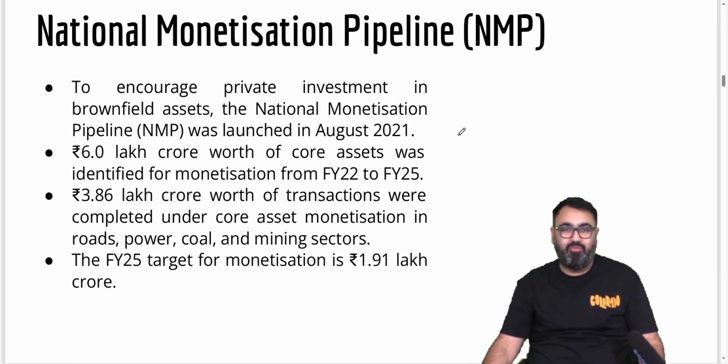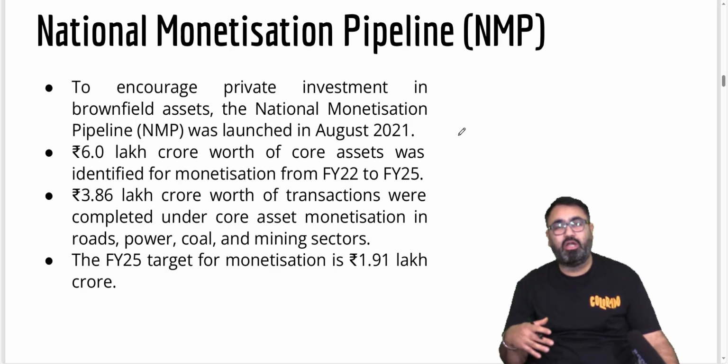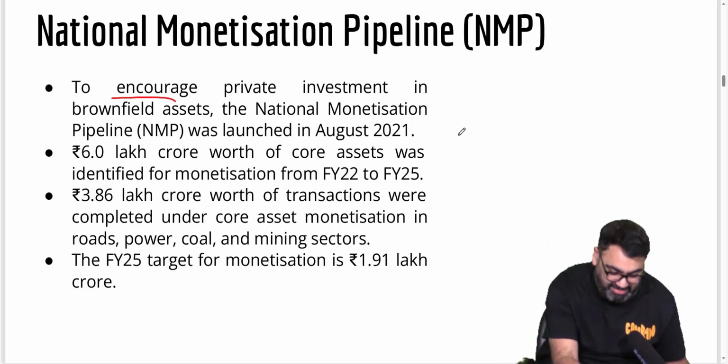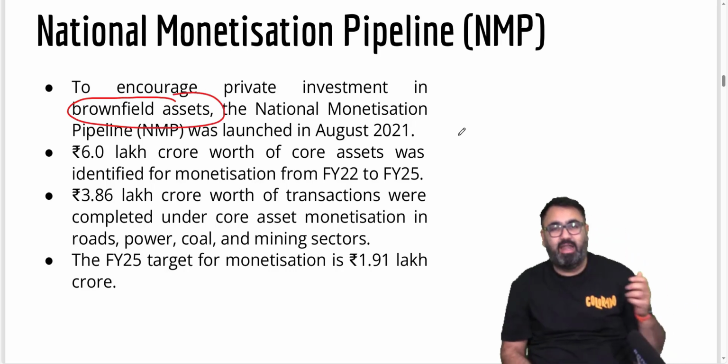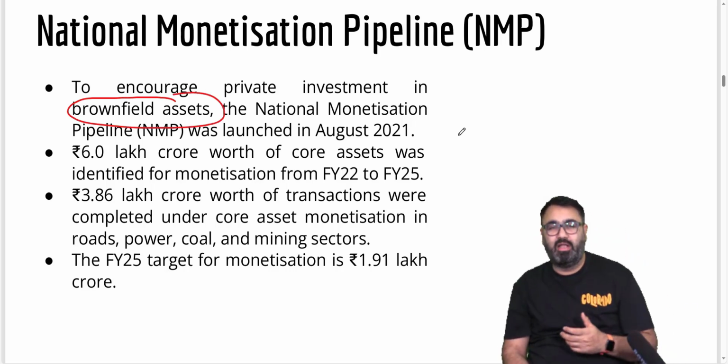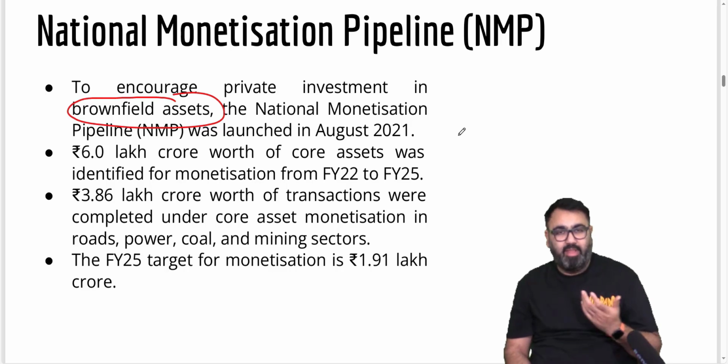Also, the chapter focuses on the National Monetization Pipeline. It says that in order to attract more private companies to invest in these infrastructures, especially in the brownfield asset. So there is a greenfield asset. Greenfield project means when you're building something from the ground up, that is from scratch. Brownfield means it's an infrastructure and asset that exists already.